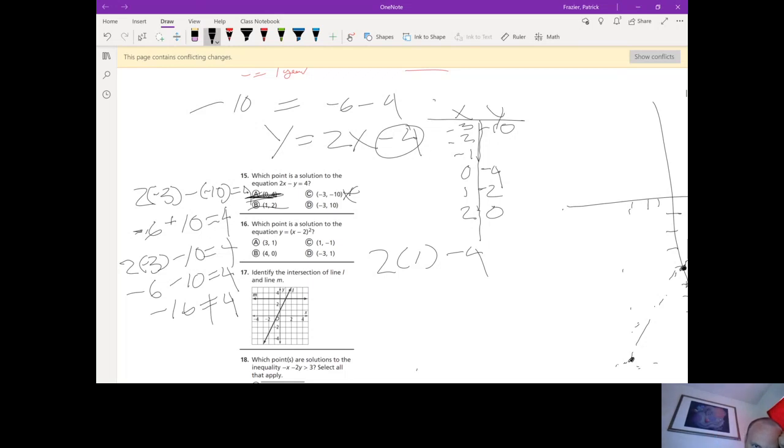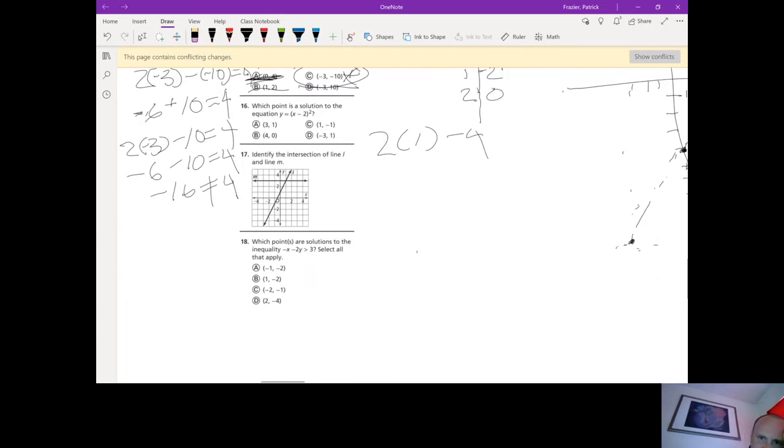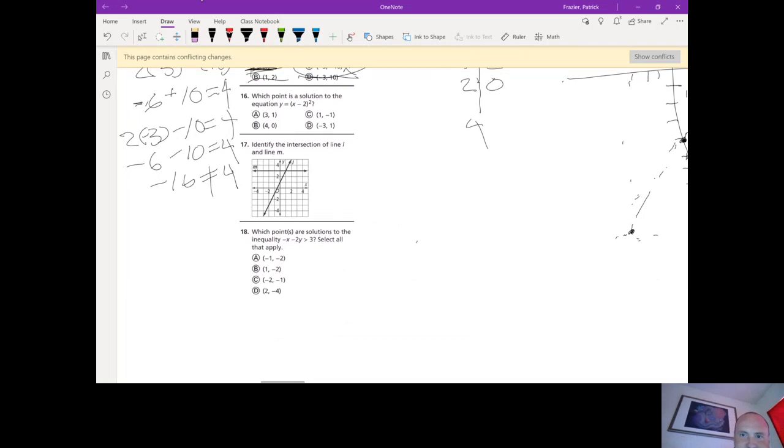So they tried to trick us, but it didn't work. So the answer would be C. Okay, so now, what about problem 16? Which point is the solution to the equation y equals x minus 2 squared?